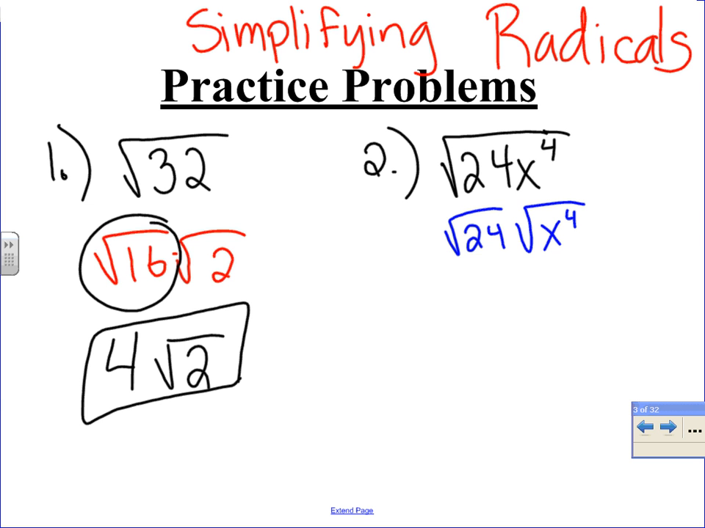You guys know how to multiply. What times what is 24? One of them is a perfect square. Sam? Good. So 6 times 4, square root of x to the 4th. I'm just going to rewrite.